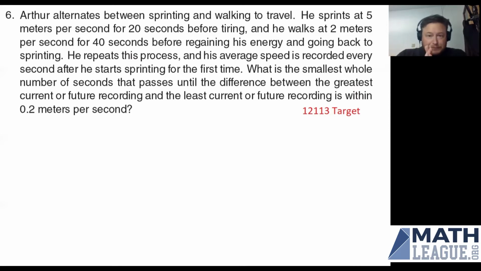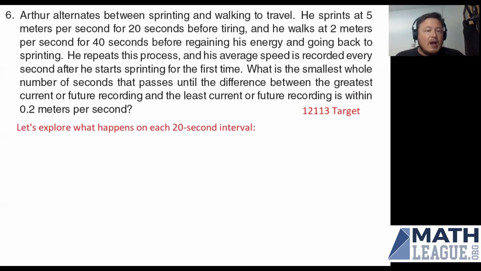So here's what we want to do. We're running for 20 seconds. Then we're walking for 20 seconds and walking for another 20 seconds, and we're going to repeat the process. So what we really want to do is explore what happens on each 20-second interval. We're going to have a current speed on each interval, and then we're going to be able to measure the average speed in between those intervals.